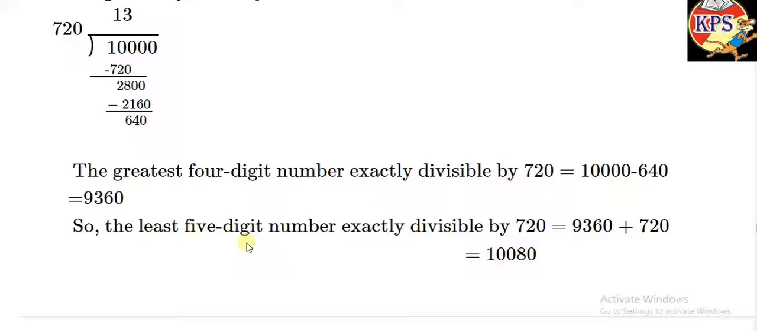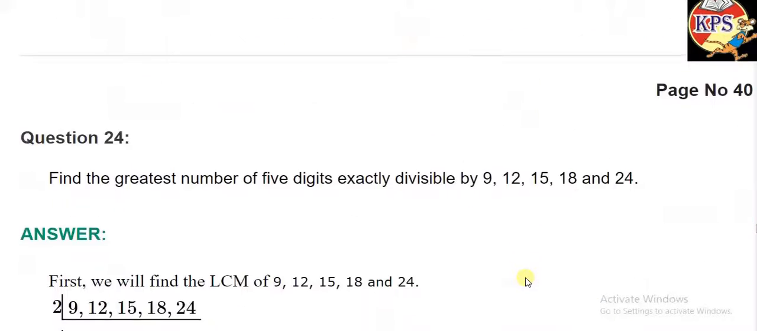Now the least 5 digit number. To find it is simple: we have to add 720 to this number. So 9,360 plus 720, and we get the answer 10,080. This is the smallest 5 digit number which can be divided by those 4 numbers. This is how you will find this answer.